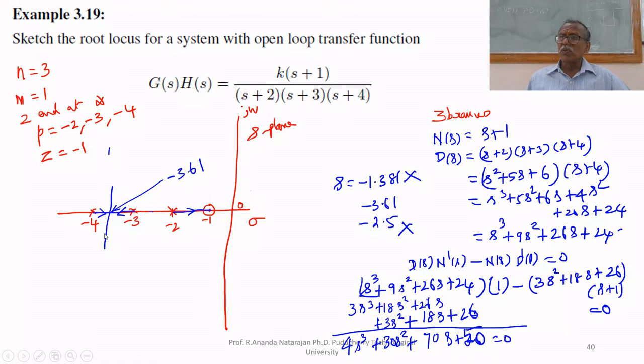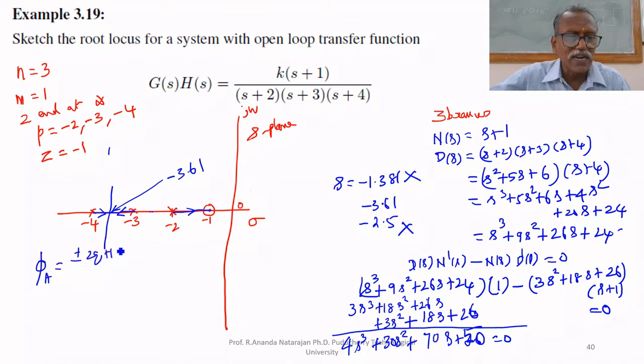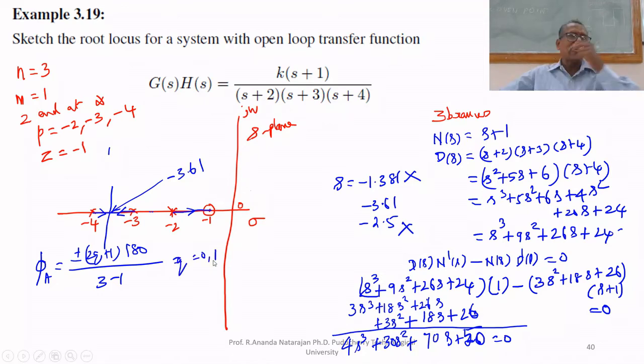What is the angle of asymptote? How many asymptotes will be there? N minus m asymptotes will be there. Out of three root locus branches, one ends at the zero. The remaining 2 go to infinity, meaning only 2 asymptotes. What are the angles? The formula is phi A equal to plus or minus (2q plus 1) multiplied by 180 divided by 3 minus 1, where q equal to 0, 1, only 2 values. Q equal to 0 gives 180 divided by 2, which is 90. One angle is 90, another one is 270.